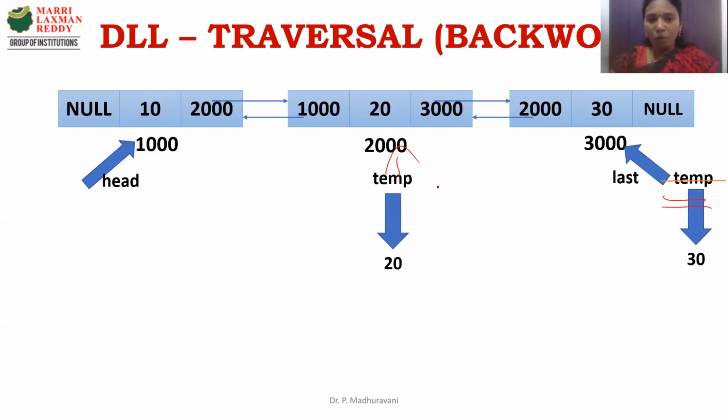Again, move temp to the previous node by following this previous link: temp equal to temp arrow previous. Now temp is referring to the address 1000. Now print the data value at the location 1000, that is temp arrow data, which is 10. So this is the procedure to traverse the doubly linked list in reverse direction from last to first node.